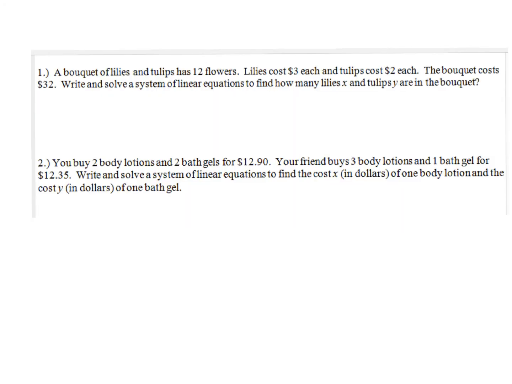Just like before, the two problems on this page and the two problems on the next page, go ahead, pause the video, and do them on your own, and then come back and see if you got them right.